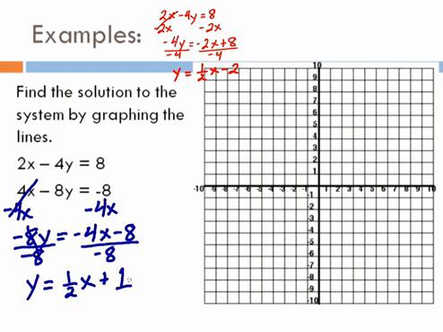Alright, let's graph both of these. So the red one back up here, we'll graph it first. y is equal to negative 1/2 x minus 2. So we'll start on the y-axis at negative 2, since that's our y-intercept. The slope is negative 1/2, so I'll go up 1 and over 2, up 1 and over 2, up 1 and over 2. And we'll connect these points with a straight line.